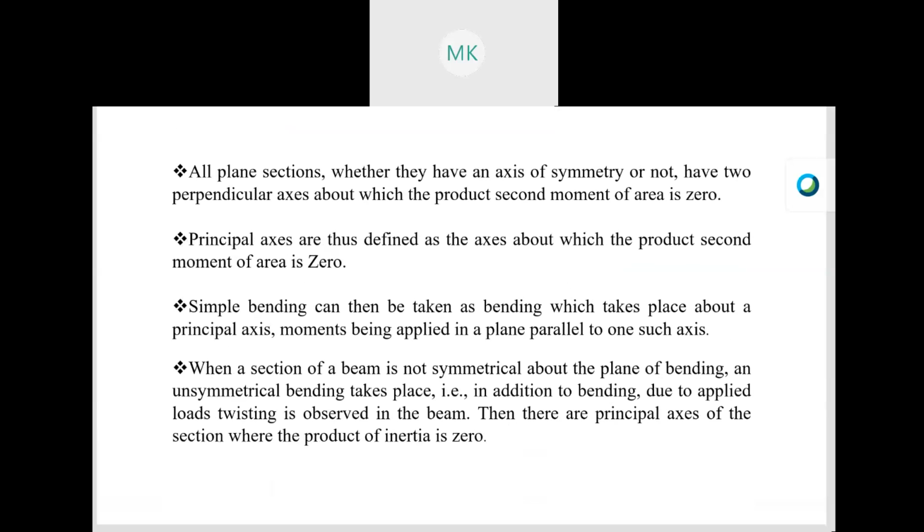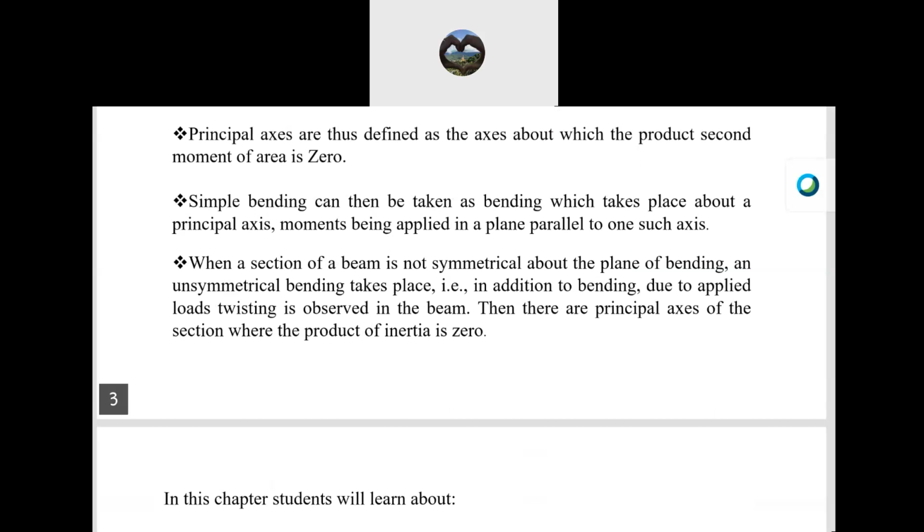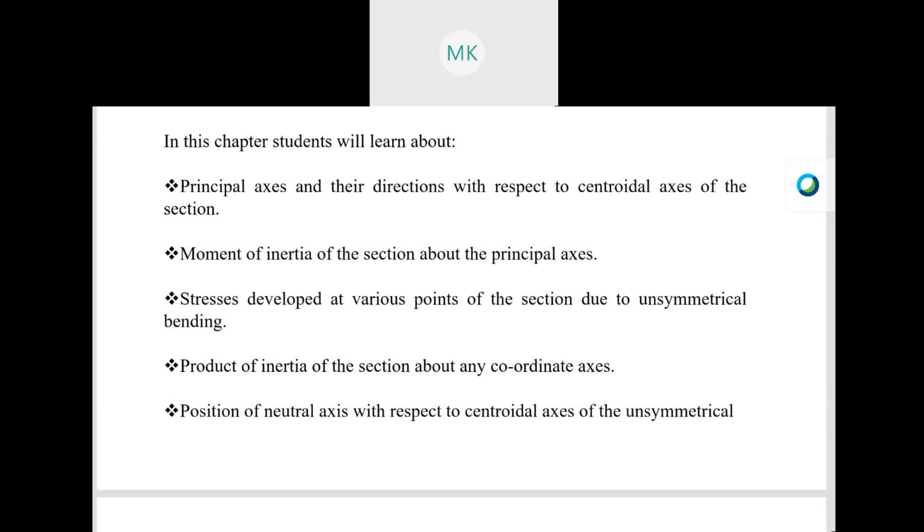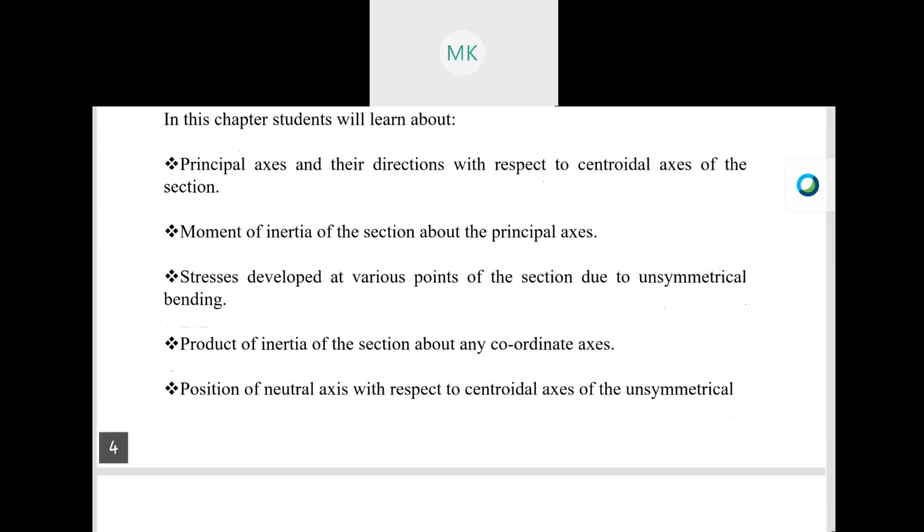So for understanding these things, first of all we need to understand what the principal axis is and what this product of inertia is. Okay, so in the later part we will go through how we find this product of inertia and what the principal axis is. So basically what we will learn in this chapter is the principal axis and their direction with respect to the centroidal axis of the section, moment of inertia of the section about the principal axis, the stress developed at various points of the section due to unsymmetrical bending, product of inertia of the section about any coordinate axis, and position of neutral axis with respect to the centroidal axis of the unsymmetrical section.